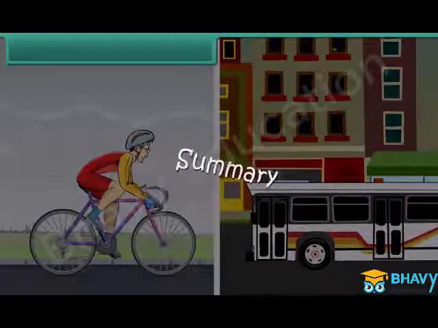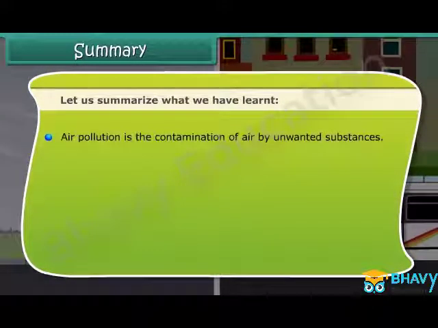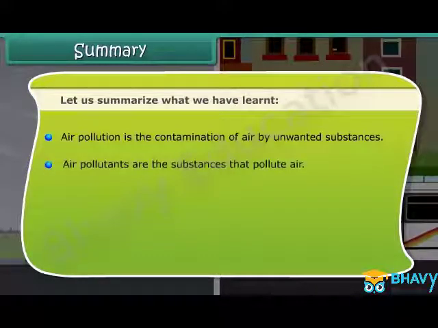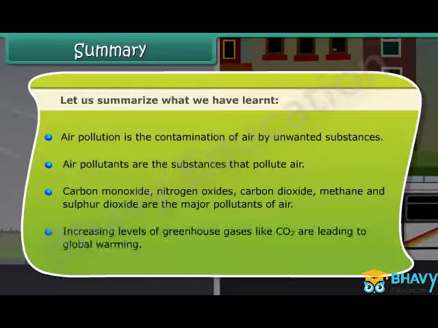Summary. Let us summarize what we have learned. Air pollution is the contamination of air by unwanted substances. Air pollutants are the substances that pollute air. Carbon monoxide, nitrogen oxides, carbon dioxide, methane, and sulphur dioxide are the major pollutants of air. Increasing levels of greenhouse gases like CO2 are leading to global warming.